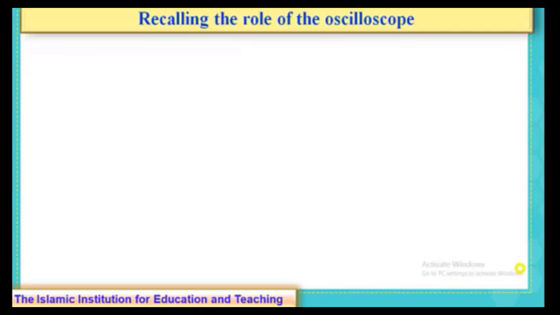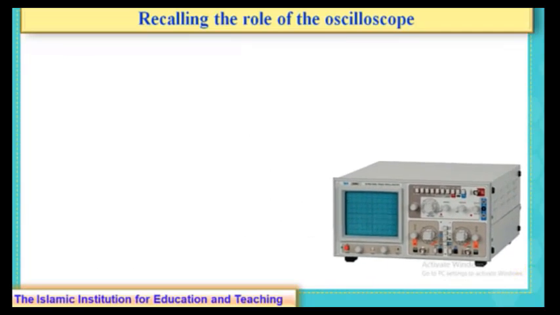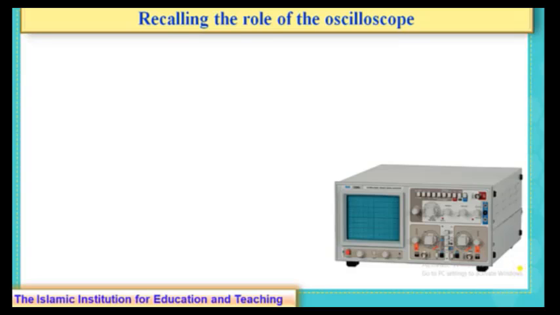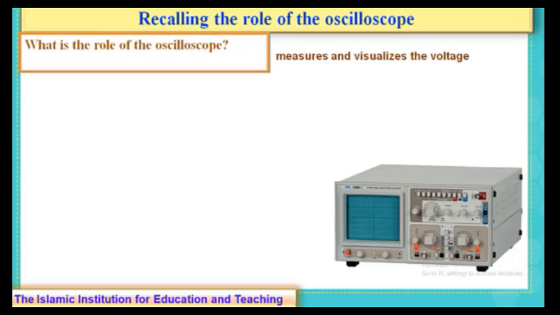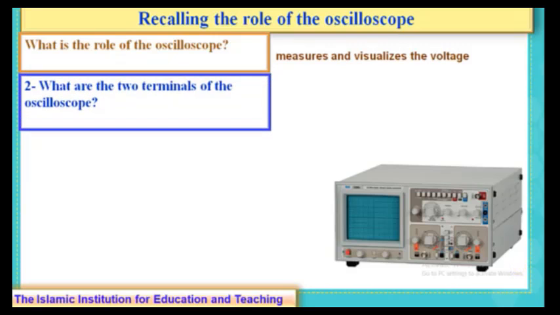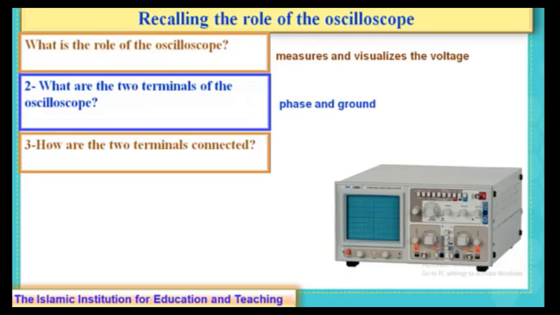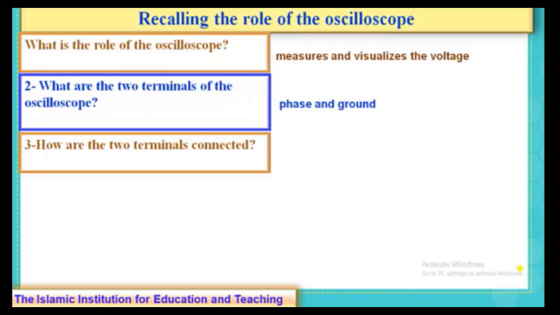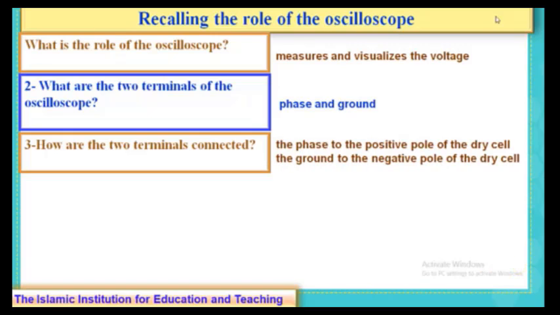Let's first of all recall the role of the oscilloscope. What is the role of the oscilloscope? It allows us to measure and visualize the voltage. What are the two terminals of the oscilloscope? It has two terminals, the phase and the ground. How are these two terminals connected? The phase is connected to the positive pole of the driselle and the ground to the negative pole of the driselle. To facilitate memorization, the phase starting with the letter P should be connected to the positive pole starting also with the letter P. Isn't that a good idea?